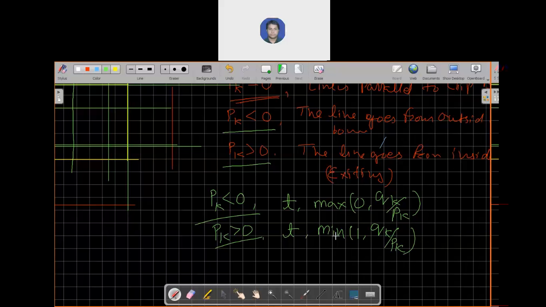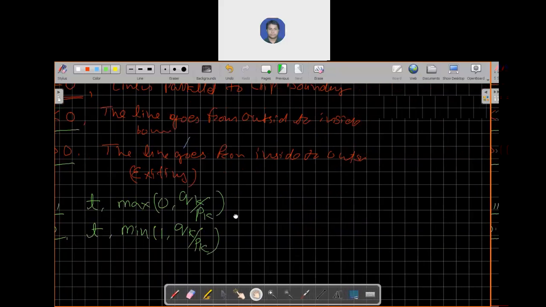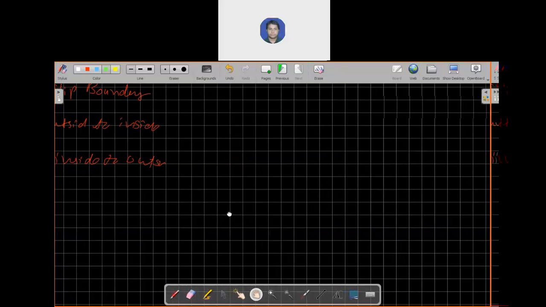Now the whole clipping algorithm steps, I'm explaining once again.